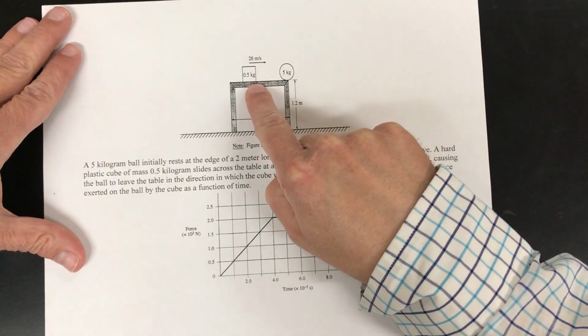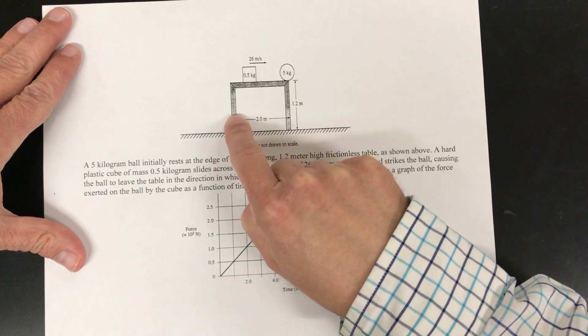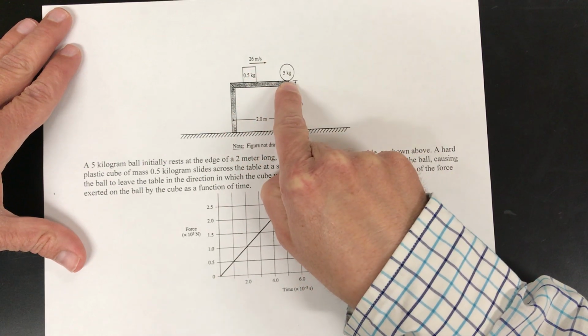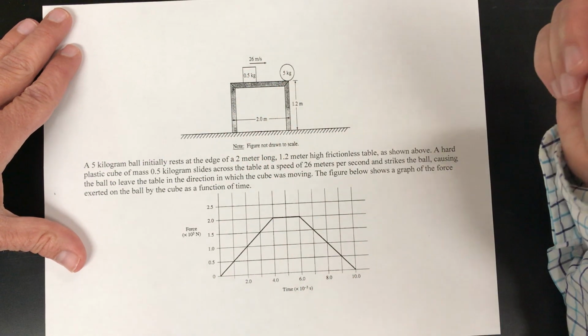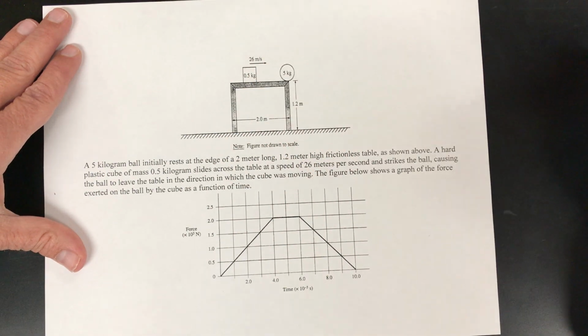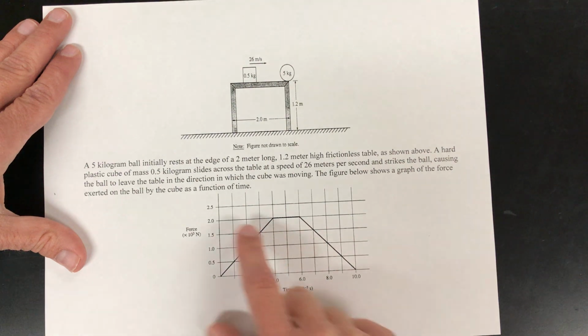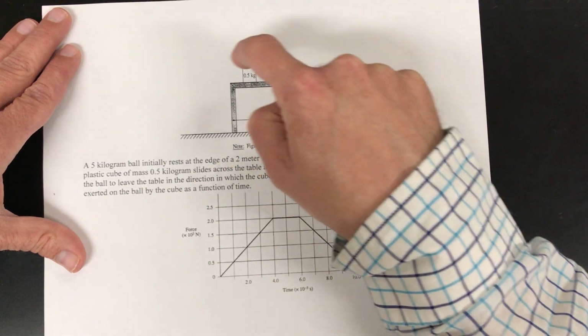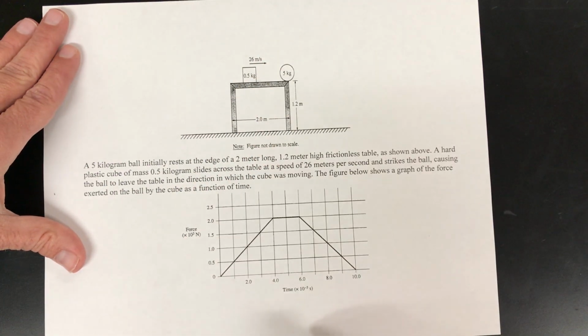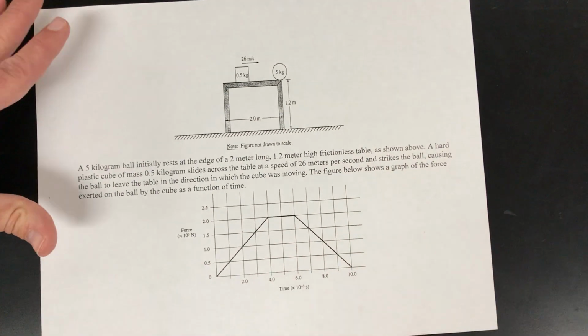We've got this 0.5 kilogram block sliding along at 26 meters per second, and it's going to hit this 5 kilogram ball right on the edge of the table there. There's no friction on the tabletop that we have to worry about. And right here they say this figure below shows the graph of the force exerted on the ball by the cube as a function of time. So it's a force versus time graph.